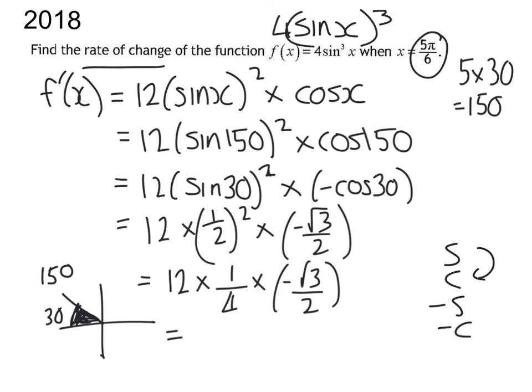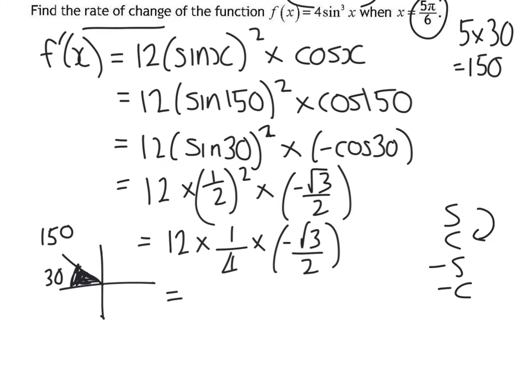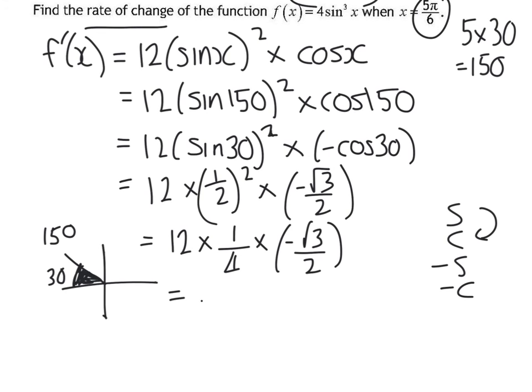So from here I'm just going to multiply all the top numbers. 12 times 1 times root 3 is just 12 root 3, but there's a negative there, so negative 12 root 3. And on the bottom you've got 8. And then obviously I can cancel the 12 and the 4. So that gives me, 4 times table, negative 3 root 3 all over 8 for that one.